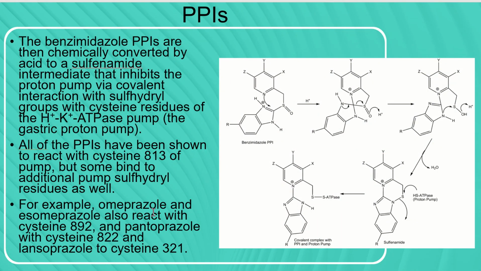So for example, omeprazole and S-omeprazole also react with cysteine 892, and pantoprazole with cysteine 822, and lansoprazole with cysteine 321.